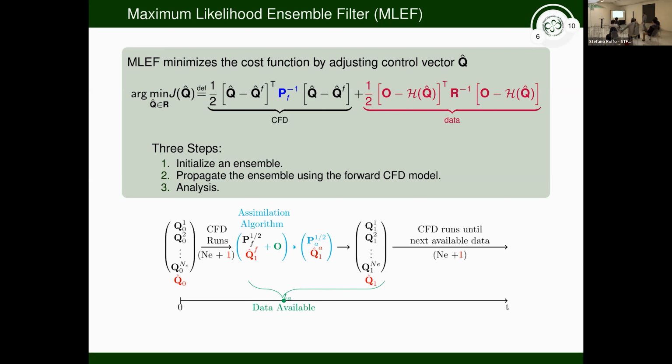Maybe a final question from my side concerning the cost function that you've just shown. You equally weight the CFD part and the data part. Why is that? Actually, there's no weighting.